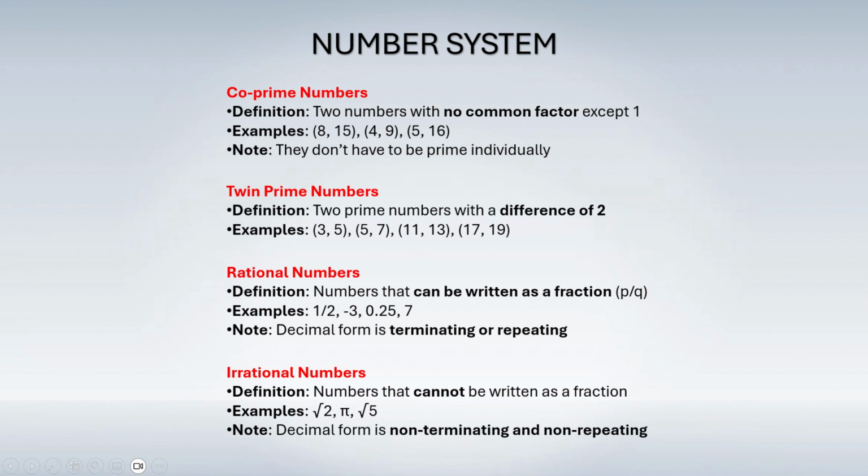Rational numbers. Numbers which can be expressed in the form of p by q where q is not equal to 0 are called rational numbers. Irrational numbers. The numbers which cannot be expressed in the form of p by q are called irrational numbers.